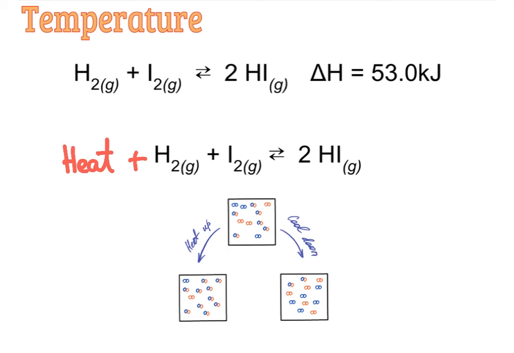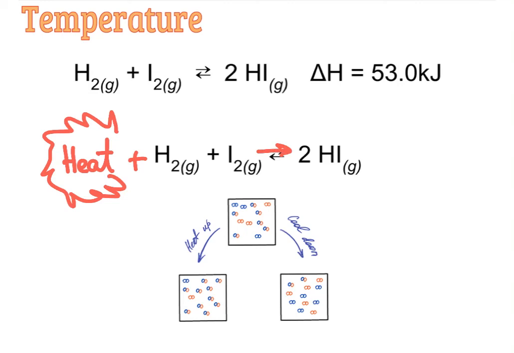So, if I heat up my system, that means that I will be increasing the amount of heat. And since the heat is part of the reactants, the equilibrium will shift to the right, absorbing all of this heat in the endothermic process of synthesis.